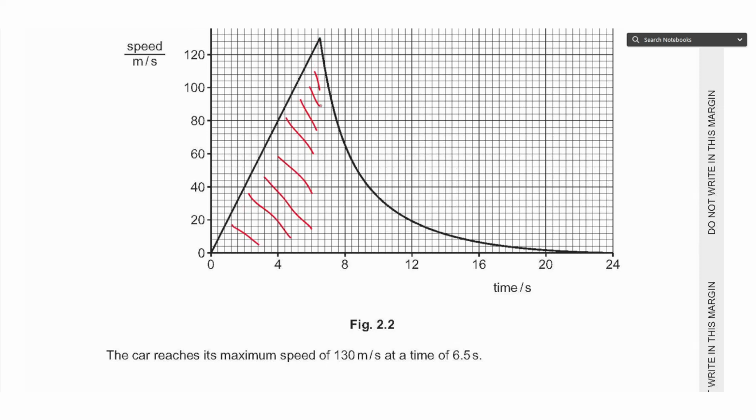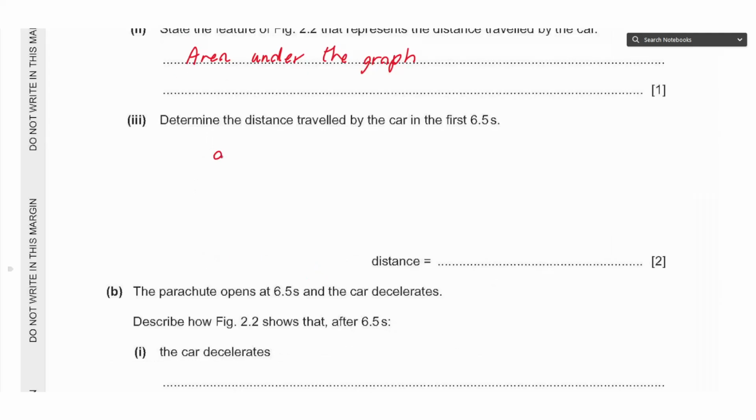So we have the base is 6.5 and the height is 130. So we write down distance equal area, and then we substitute half times base 6.5 times height, which is 130 meters per second. That gives an answer of 422.5. So we can approximate that to 423 or 420, and the unit for distance here is meters.